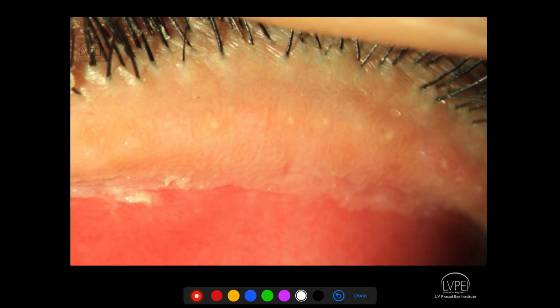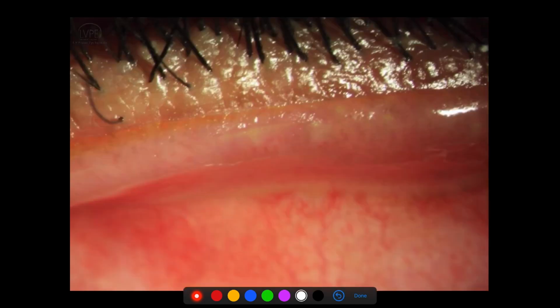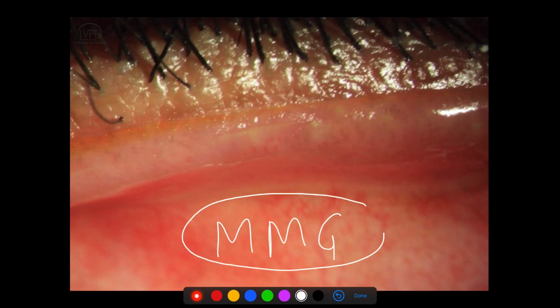Okay. So, what can we do to fix this posterior migration of the mucocutaneous junction, because this is causing keratopathy, and if this keeps on happening, then over a period of time the cornea can get really damaged beyond a point of no return. So, this can be fixed by doing a surgical procedure which is known as mucous membrane grafting, or MMG. Where does this mucous membrane come from?